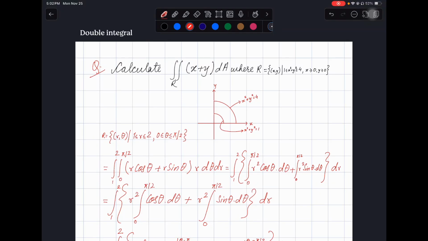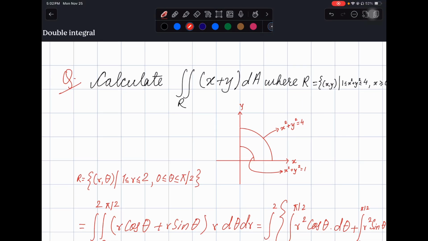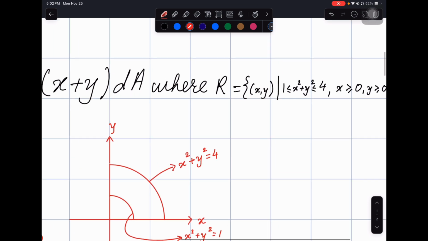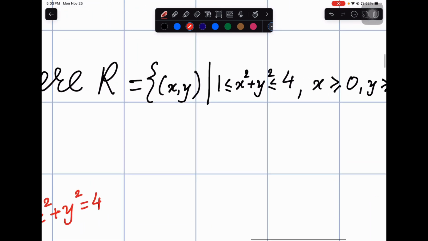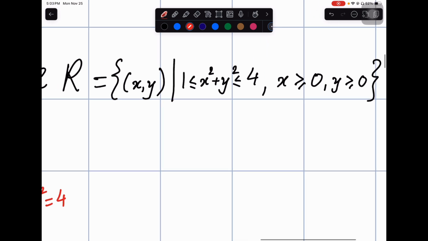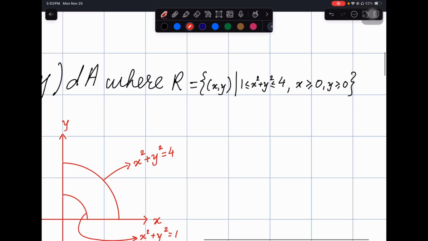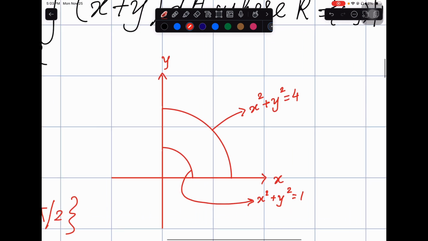Hello everyone. Today we're going to look at this double integral question where the domain R is given in x and y terms, where x squared plus y squared is greater than or equal to 1 and less than or equal to 4, and where x is greater than or equal to 0 and y is greater than or equal to 0. So this means both x and y have to be positive, and that happens in only one quadrant. So the quadrant we are dealing with has to be the first quadrant, and that's the case in this pictorial representation as well.